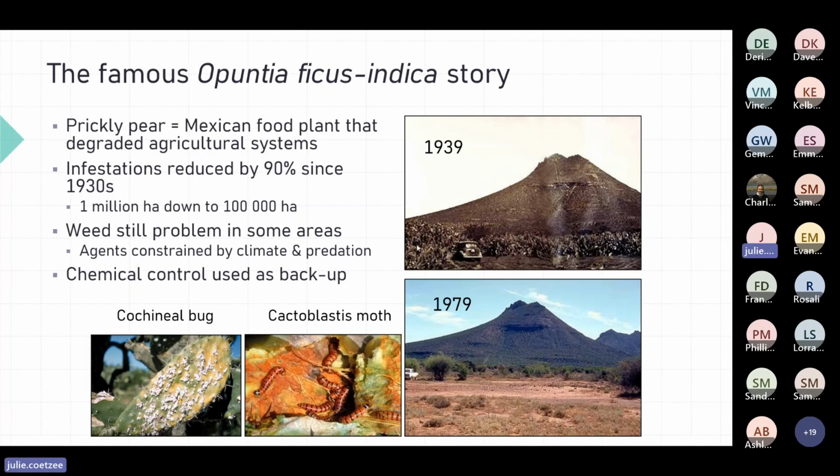This is in the Karoo, I think it's near Crawford Net, but I might be wrong. Here is the dense infestation of Opuntia, this little calf of size. And here we are 40 years later, not a prickly pear plant in sight. So really a truly spectacular success, and an example of a program that makes biocontrol famous.